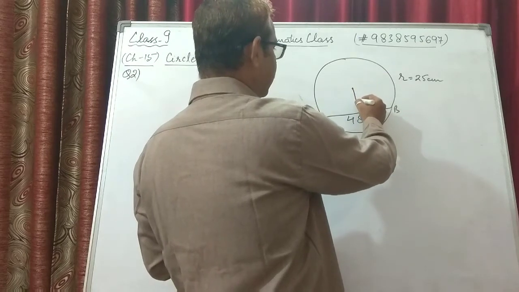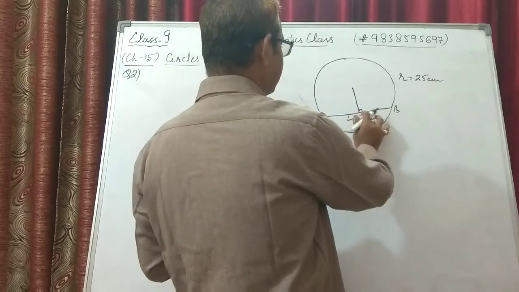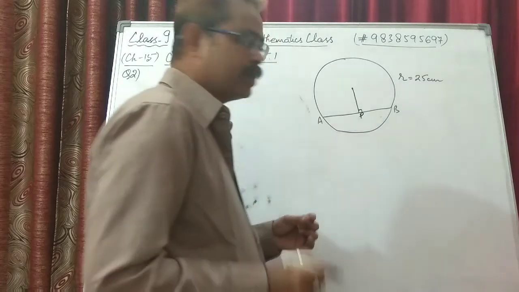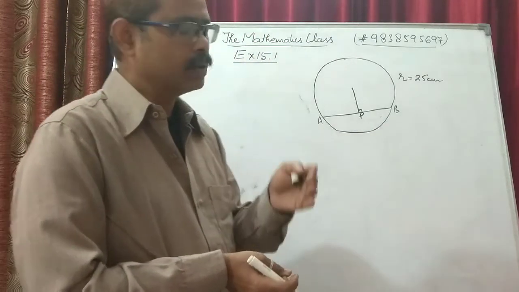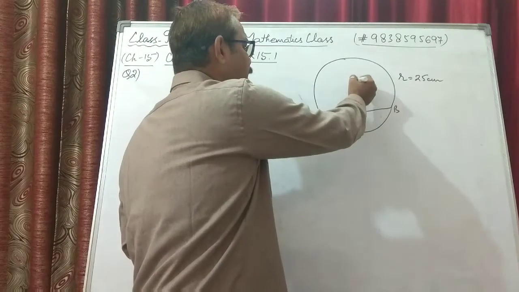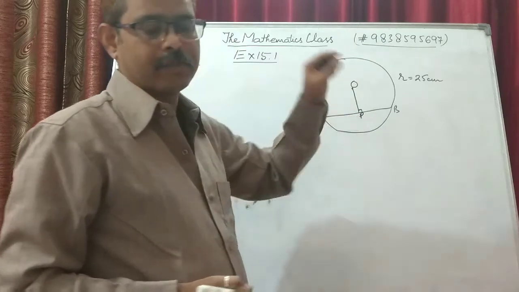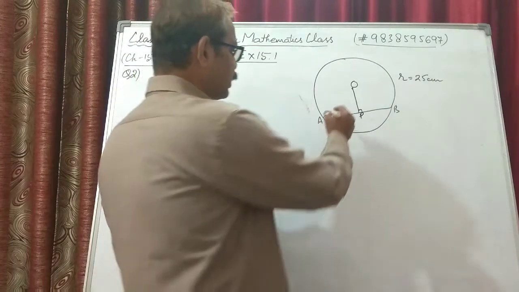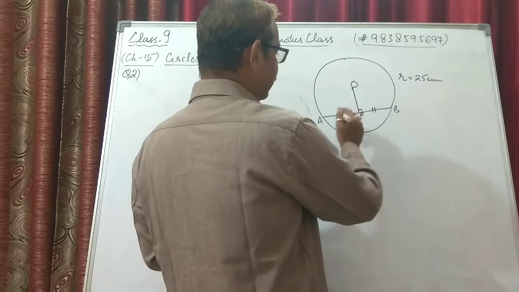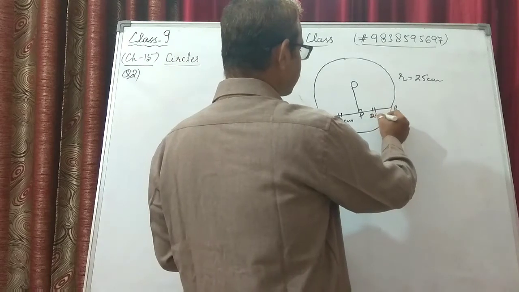So what I am doing, I am drawing a perpendicular on this chord and naming it as point P. Let us say this is point P. Now we know that when a line is perpendicular from the center, let us name the center as O, we know that a line perpendicular on the chord from the center bisects the chord. It means this value and this value are equal. Total length of the chord is 48. So AP will be 24 centimeter and PB will also be 24 centimeter.